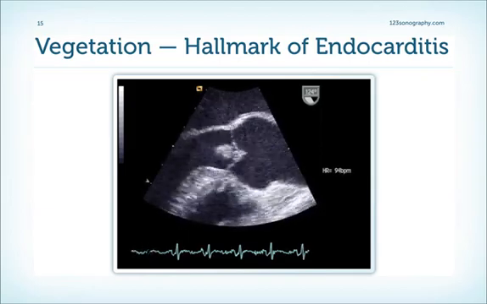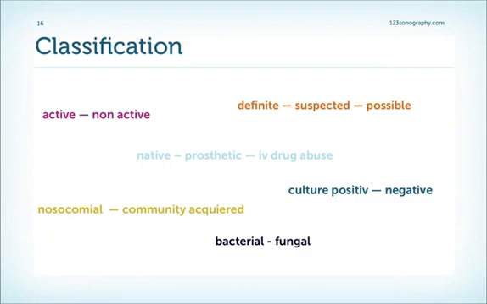Also note that the structure is jelly-like and has a soft appearance, a sign that it is fresh endocarditis. There are several ways of classifying endocarditis, either as definite, suspected, or possible, depending on how sure you are that there really is endocarditis, as active or non-active, depending on the degree of infection, native, prosthetic, or in IV drug abusers, depending on what is affected, the native valve or the prosthetic valve, culture positive or negative, nosocomial or community acquired, and finally bacterial or fungal.